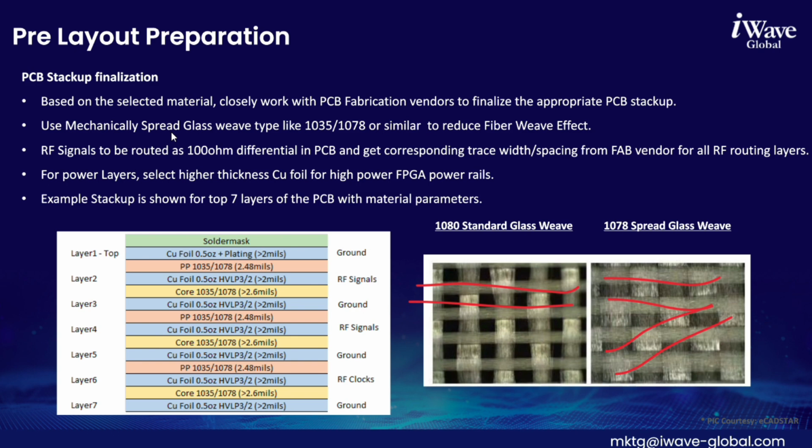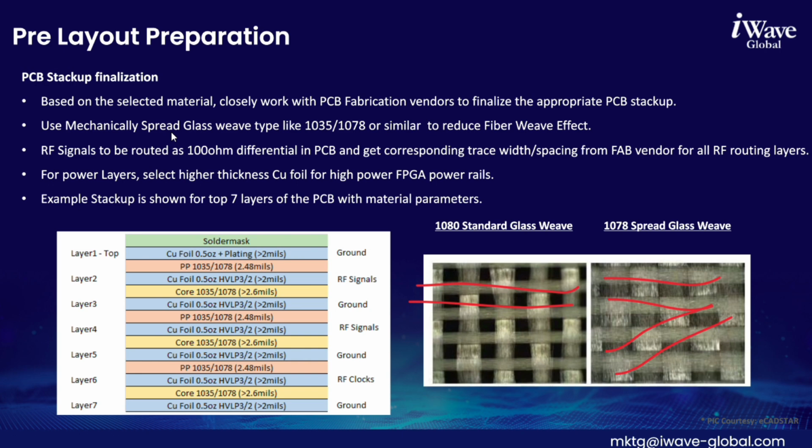Here we have shown an example stackup where you can see the RF signals are routed in the 1035 or 1078 kind of glass weave type. And also it is recommended that all the RF signals are sandwiched between the adjacent ground layers, so that there will be a proper signal return path.